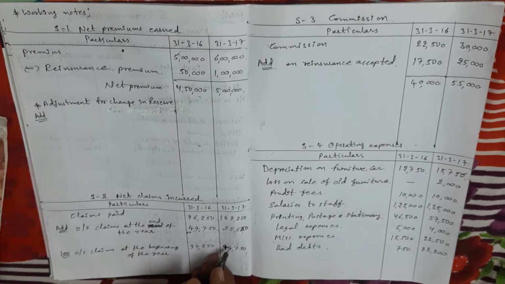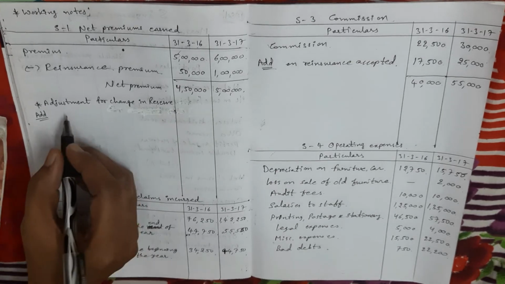Here reserve for unexpired risk was to be provided at 100 percentage. 100 percentage of net premium we take as reserve for unexpired risk at the end of the year, and additional reserve at 10 percentage of the net premium. Generally we calculate unexpired risk at the end of the year on net premium amount, but in this problem additional reserve also we have to calculate on the related year's net premium amount at 10 percentage.